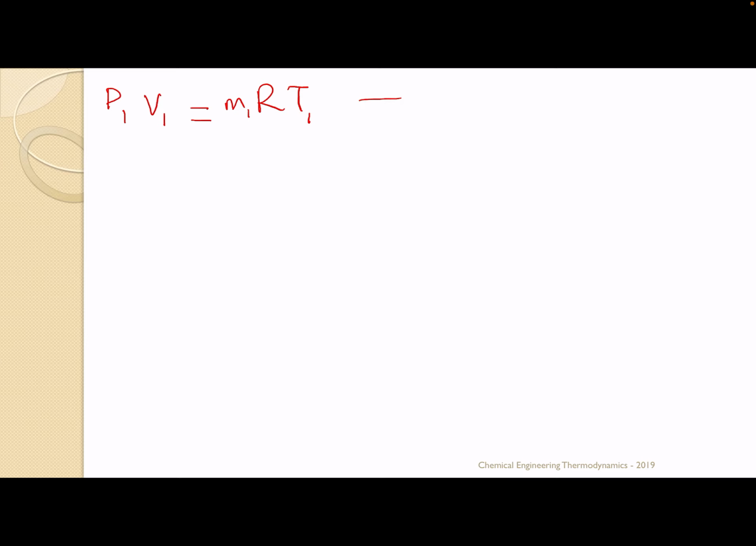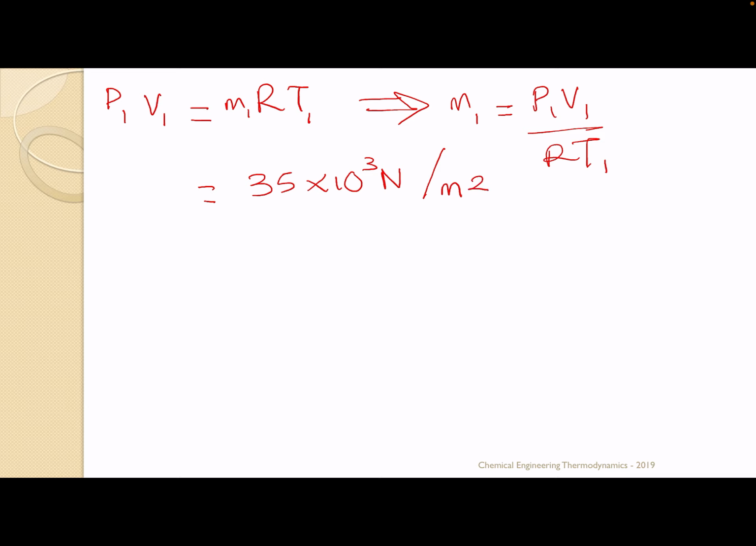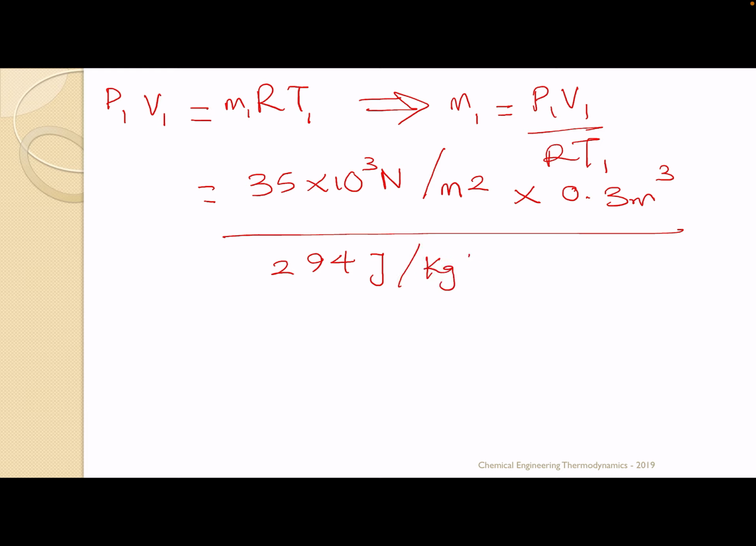So from here, the first thing is we first calculate the first mass, m1 = P1 V1 over R T1. So if we plug in the values we've been given, 35 times 10 raised to power 3 Newton per meter squared, multiplied by 0.3 meter cube, divided by our R value, 294 joules per kilogram Kelvin, times 289 Kelvin.